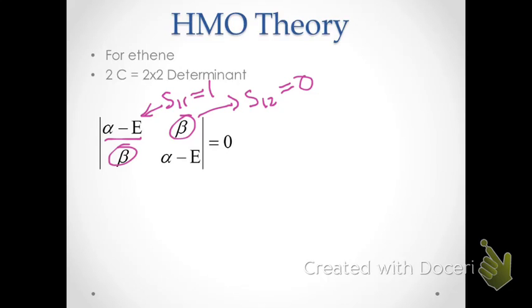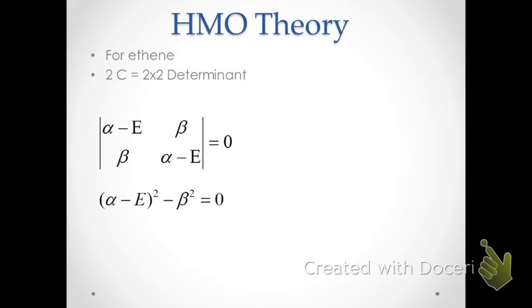If you remember basic determinant theory, we multiply alpha minus E times alpha minus E and subtract from that beta times beta. We can use MathCAD to expand these determinants, and there is a video that you should watch which shows you how to use MathCAD to generate determinants and go through the expansion. When we do that, we end up with alpha minus E squared minus beta squared equal to 0, which we then solve for E, the energy, and we get E equal to alpha plus or minus beta.